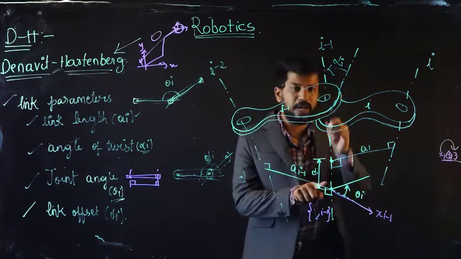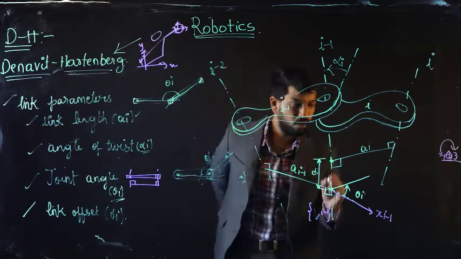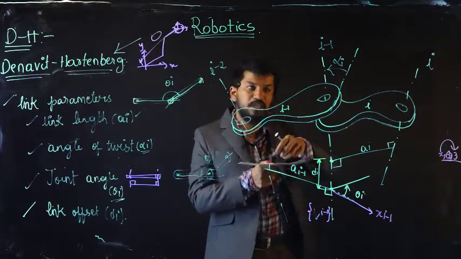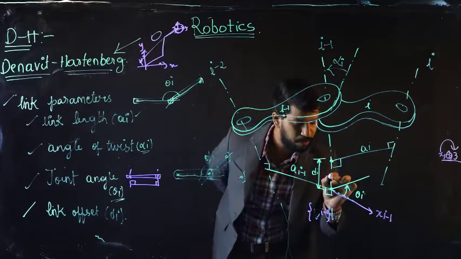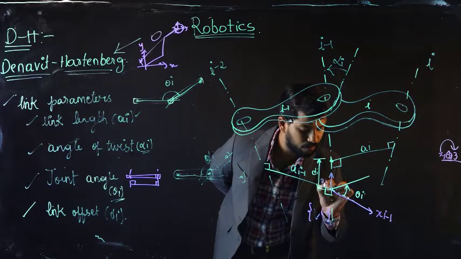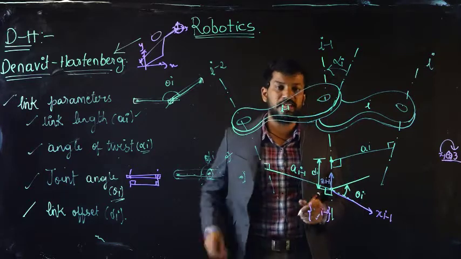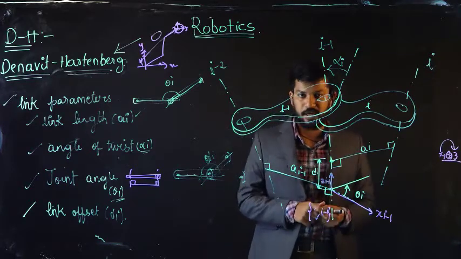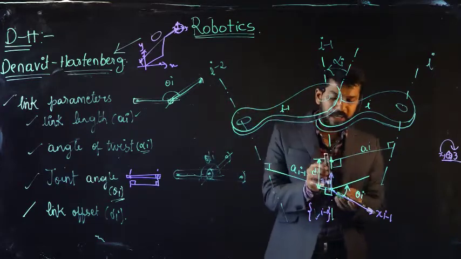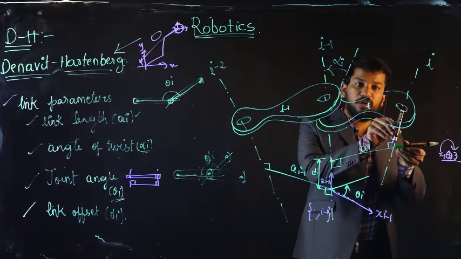The z axis will be applied along the axis where both joints get rotated. So obviously this axis will be my z axis. Along this axis only, the entire links were getting rotated. This will be my z i minus 1, and this will be my x i minus 1. These are my primary coordinates. But overall, I need to translate my entire coordinate system to somewhere here. This is how my final coordinate system looks.